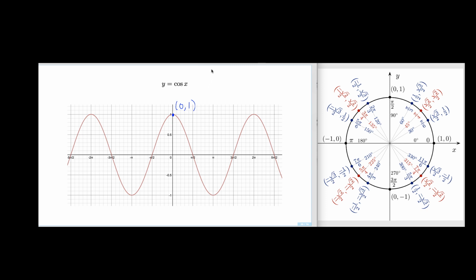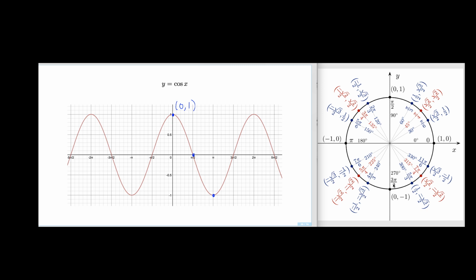So when x is 0, cosine of 0 is equal to 1. What happens next? Another important point is when our angle is pi over 2. Cosine of pi over 2, the x-coordinate there, is 0, so our graph crosses the axis at (pi over 2, 0). And we see that the x-coordinates are decreasing, getting smaller, as our angle ranges from 0 down to pi over 2. Now what happens at pi? When our angle is pi, the x-coordinate is -1, so we have this minimum value down at x equals pi. Cosine of pi is -1.